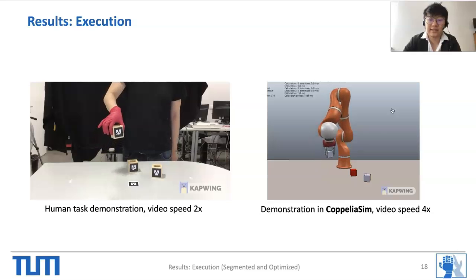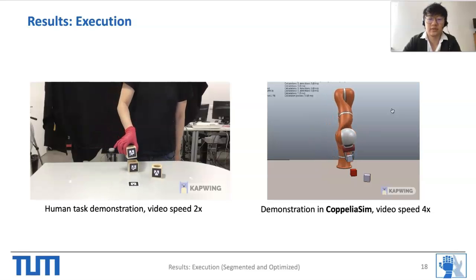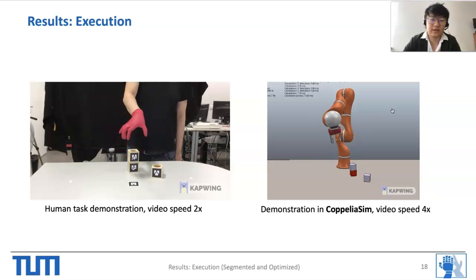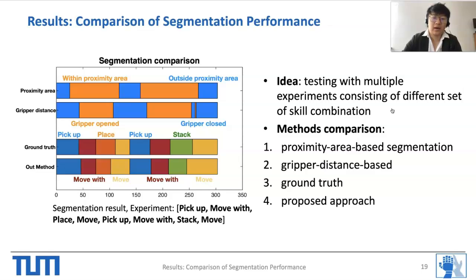The red block represents an object whose position has been changed during demonstration, and the robot uses dynamic movement primitives to still be able to perform the same set of actions. We have tested our system with multiple experiments of different sets of skill combinations.